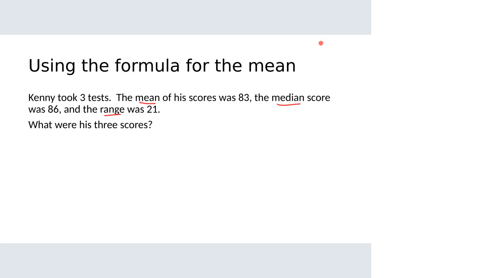You could label these as 1, 2, and 3, but I think better than that here, what we want to do is label them as high, middle, and low. Because he took 3 tests. Now, maybe some of them had the same score, but let's go into this with the idea that he had a highest test score, a lowest test score, and one that was in the middle.